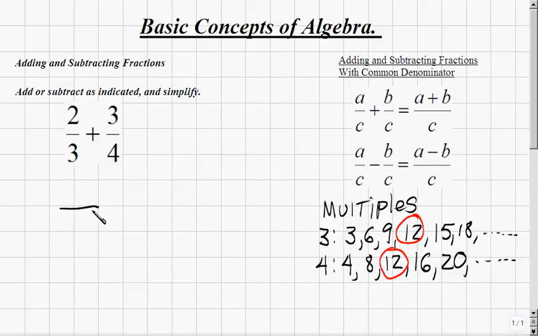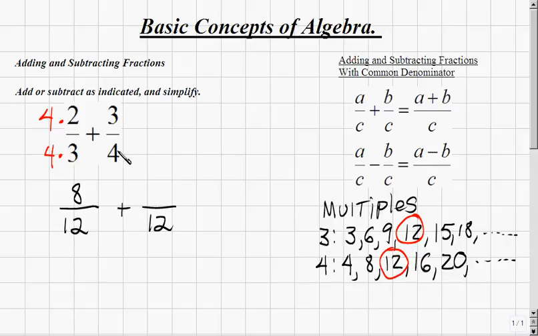So our goal next is to write both of these fractions with a common denominator of 12, so we can use our rule. The next stage is, what do we have to multiply 3 by to have a common denominator of 12? Certainly, if we multiply 3 by 4, that makes 12. So we'll multiply the numerator also by 4. 4 times 2 becomes 8. 8/12 is equivalent to 2/3, but it has the common denominator of 12.